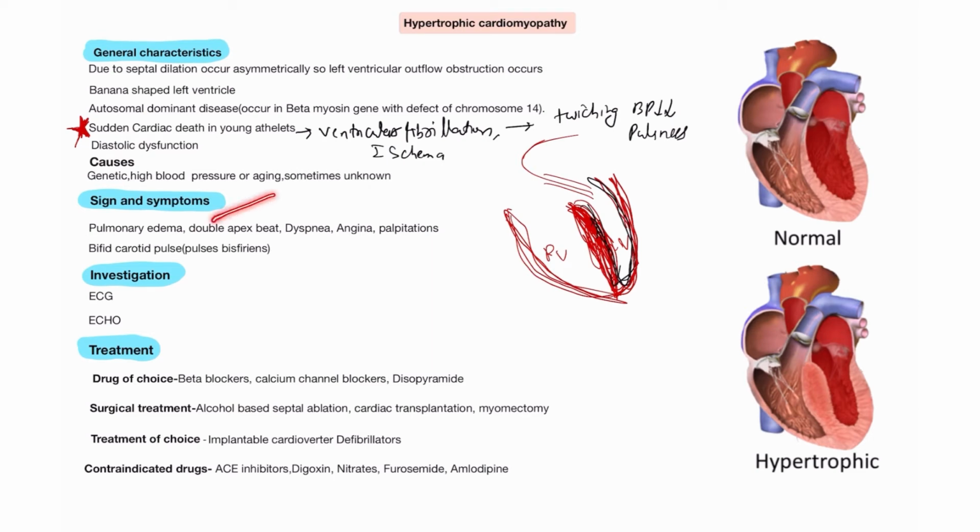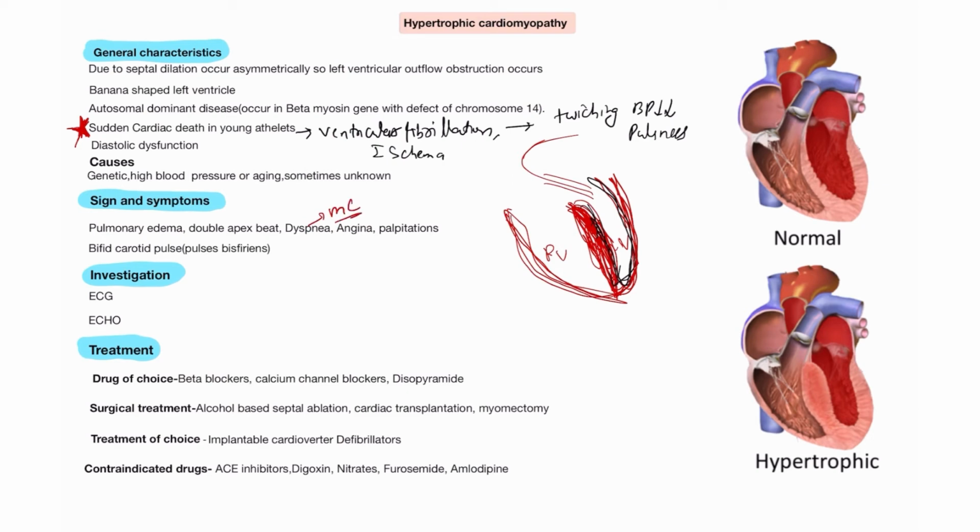What signs and symptoms will you see in a patient with hypertrophic cardiomyopathy? You will also see pulmonary edema in hypertrophic cardiomyopathy. Double apex beat, you will see a double type of apex beat in the cardiomyopathic patient. Dyspnea, angina, and palpitation also occur. Dyspnea is the most common in hypertrophic cardiomyopathy.